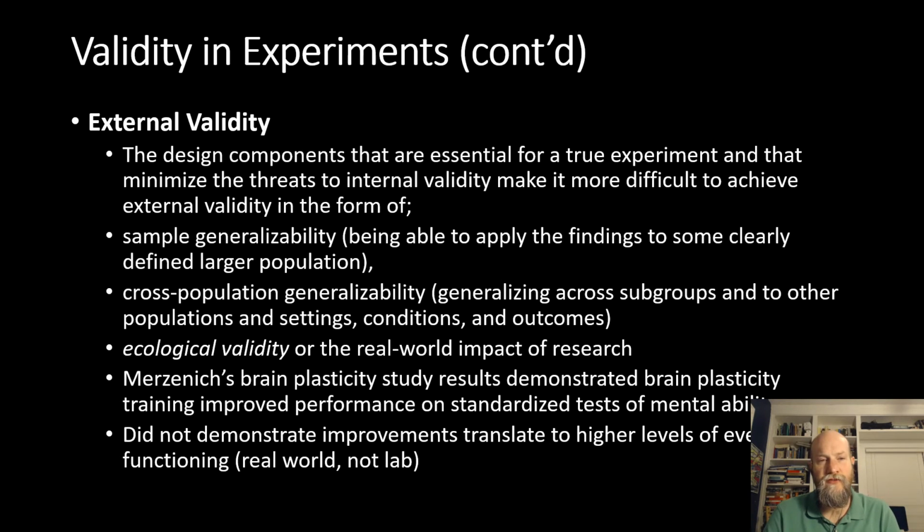As you remember, external validity is about generalizability of the findings to other populations, other samples. So there are design components that are really essential for a true experiment and that minimize threats to internal validity, but this makes it more difficult to achieve external validity. And let me explain what I mean by that.